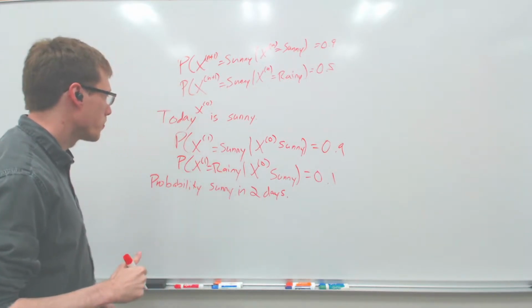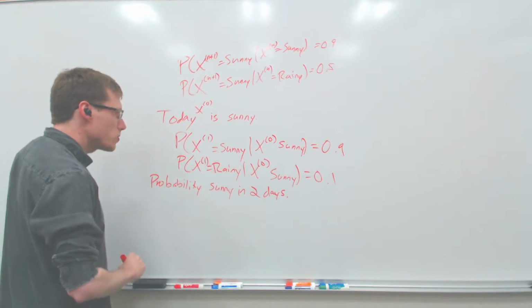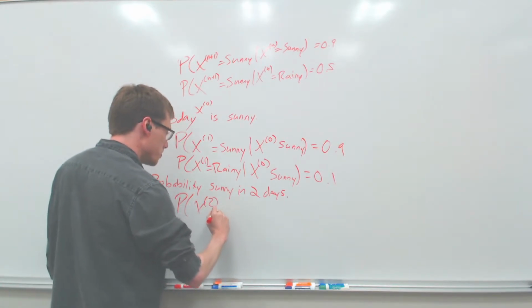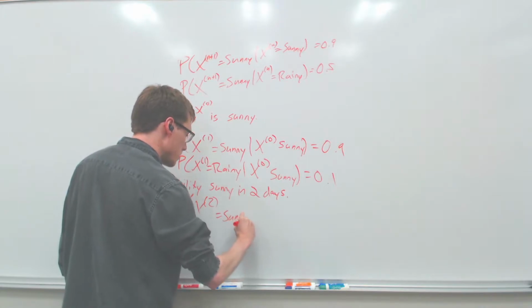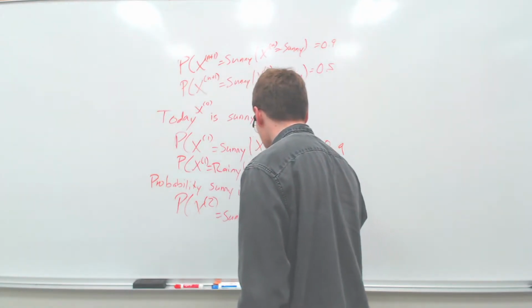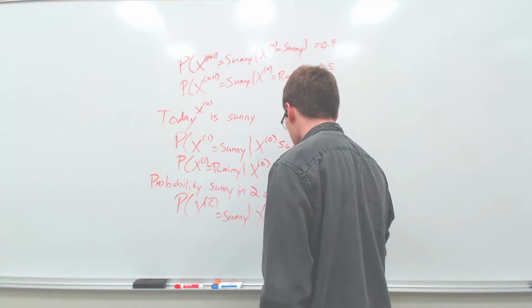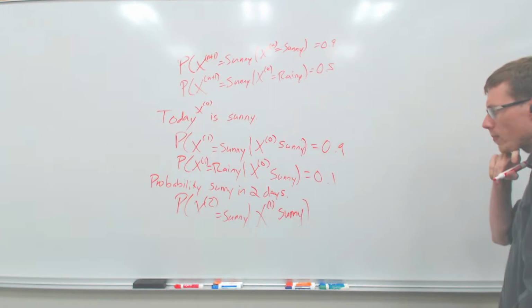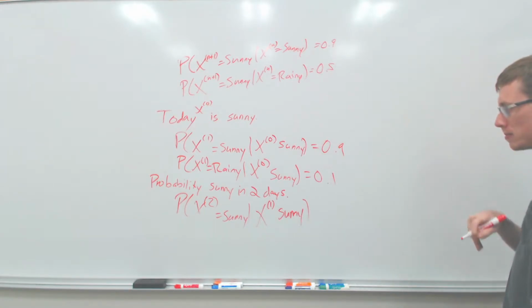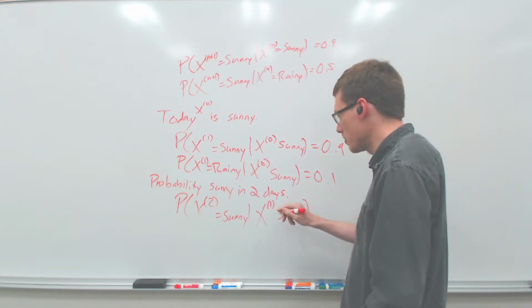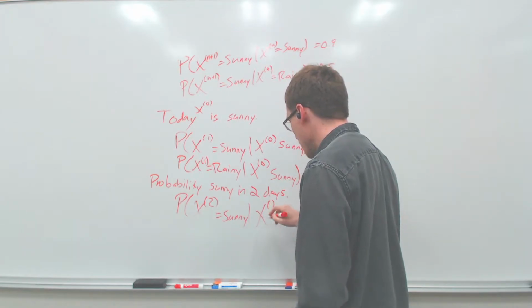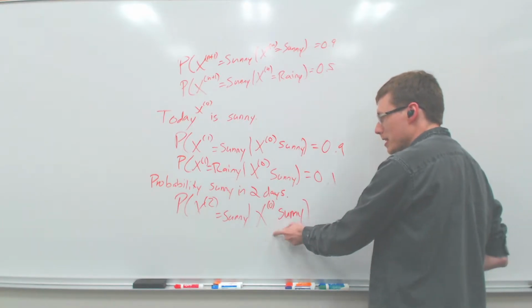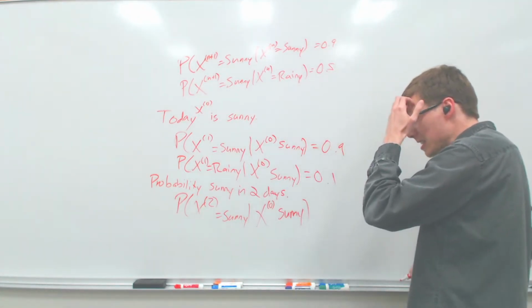Okay, let's go. Let's run through it. What we want to know is the probability that x2 is sunny, given that x0 is sunny. All we know is that today is sunny, and we want to know in 2 days. So how do we do that?